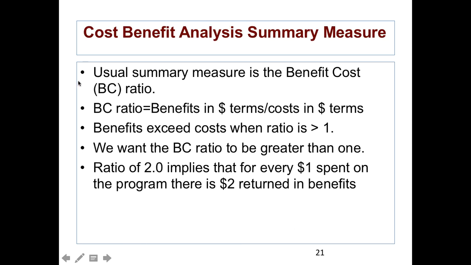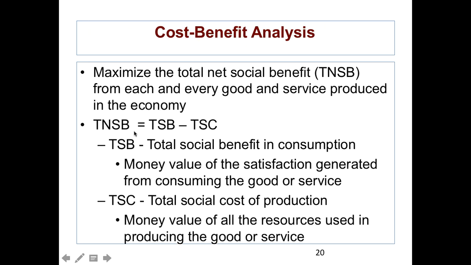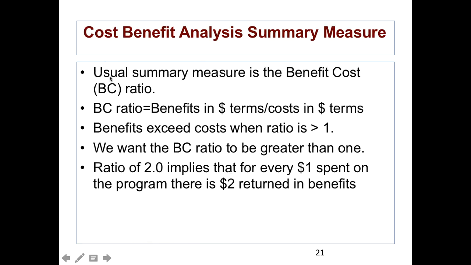So that's one way of making a decision: you look at the differences in this format. The other form is to look at the ratios. The usual summary measure is the benefit-cost ratio.